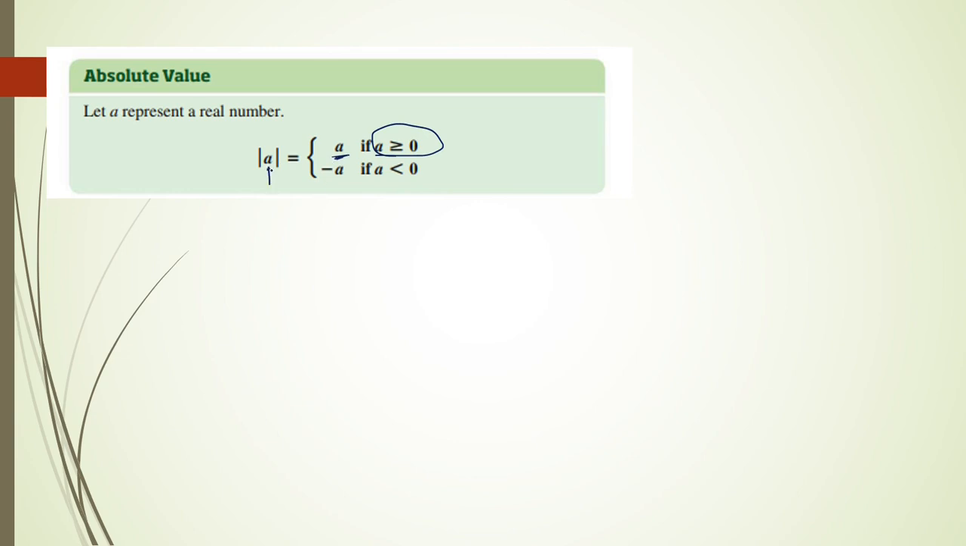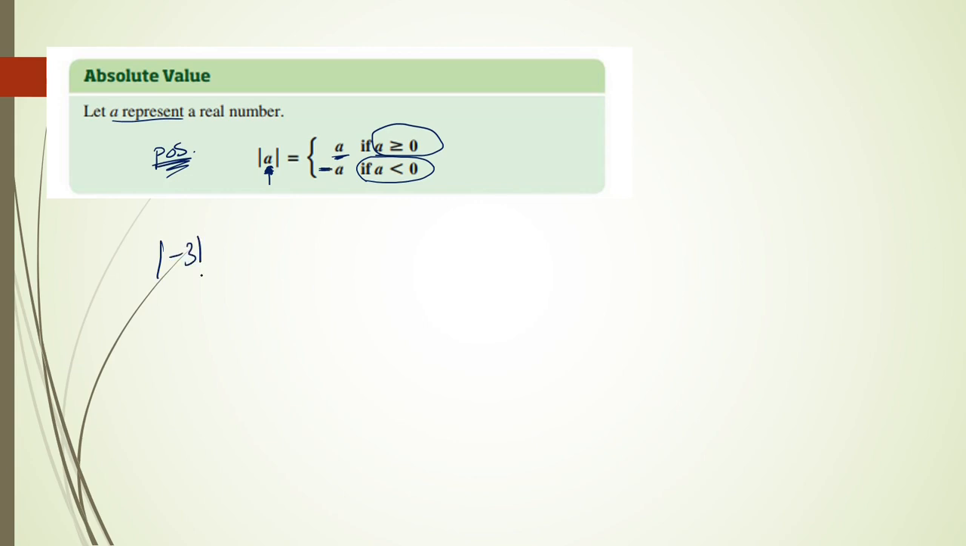Basically what this is saying is, if A is a positive number, we'll keep it. If A here on the inside is a negative number, that is a number that's less than 0, then I want you to multiply it by a negative. What that means is, if it's a negative number on the inside, and we're multiplying it by a negative, this thing is going to be positive. So the absolute value is going to represent a positive number.